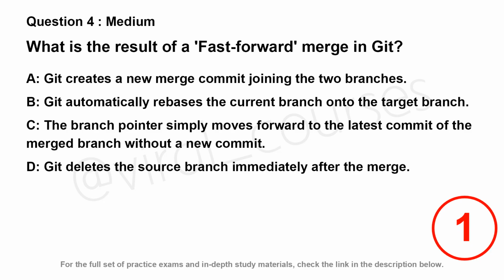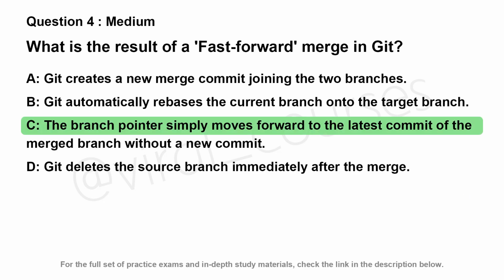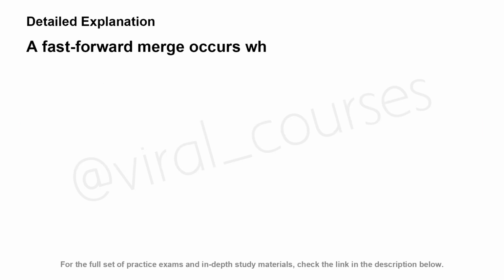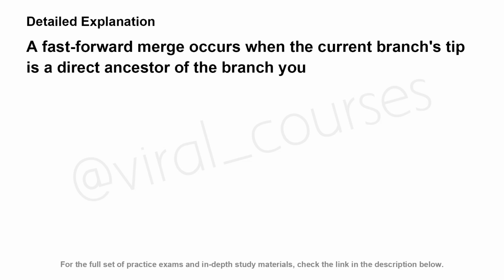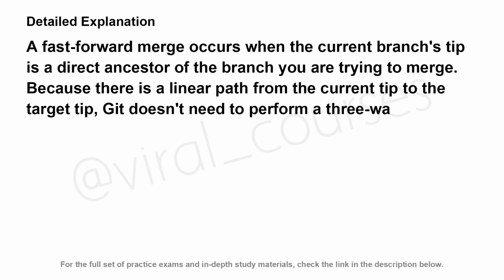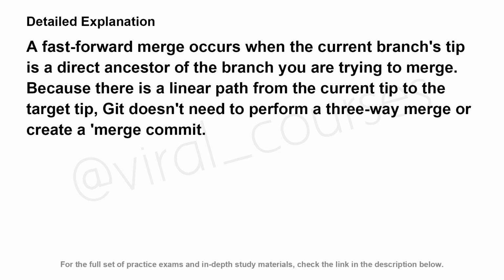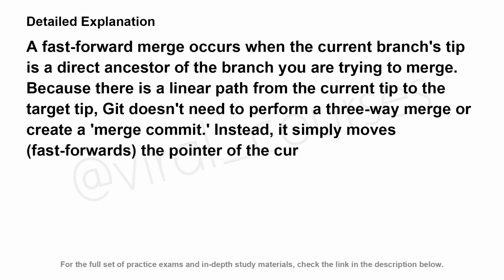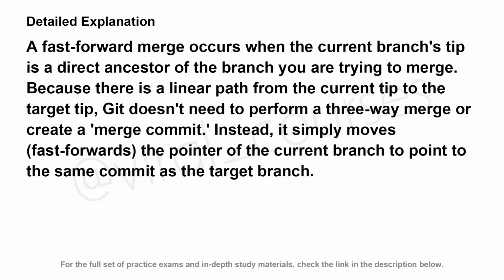The correct answer is C. A fast-forward merge occurs when the current branch's tip is a direct ancestor of the branch you are trying to merge, because there is a linear path from the current tip to the target tip. Git doesn't need to perform a three-way merge or create a merge commit. Instead, it simply fast-forwards the pointer of the current branch to point to the same commit as the target branch.